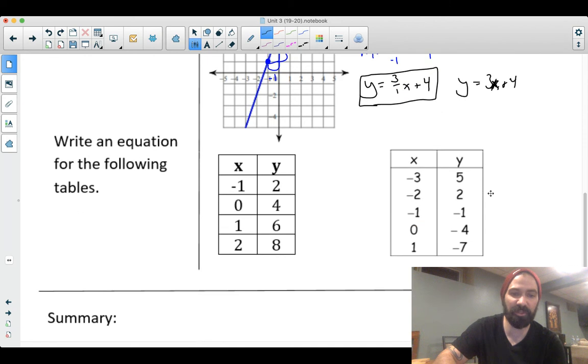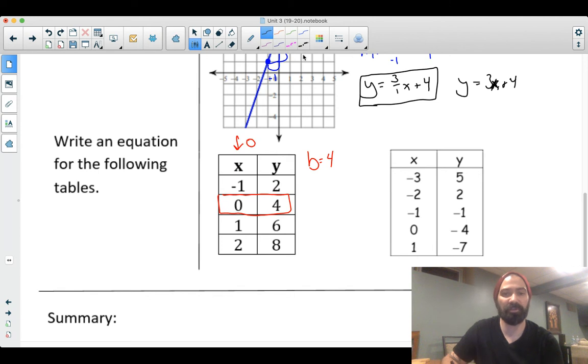Two graphs done. Let's look at two tables. And we can graph if we want, or we can do a couple different things here. Let's try this first. When we're trying to identify our y-intercept from a table, what you want to look for is when x is 0. And it looks like x is 0 right here, so what's your y? Since x is 0, y is 4. And that would be your y-intercept.